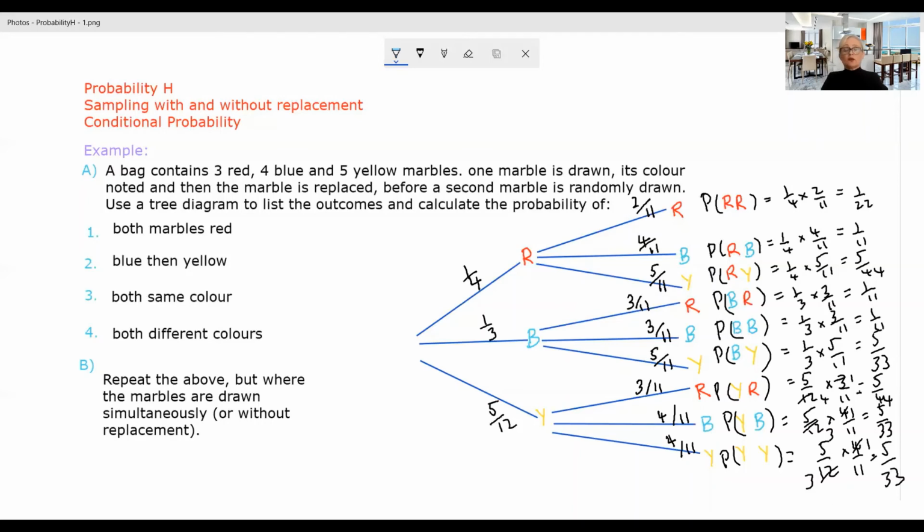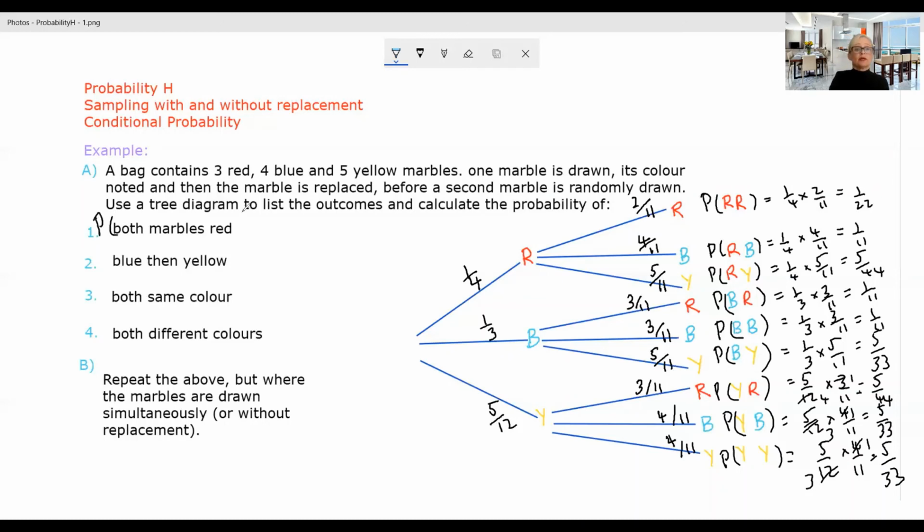So do you see, it's not that difficult to do if you just think to yourself, okay, how many reds do I have left and how many marbles total do I have left? If you just think that through, you can see that these are different probabilities from these ones. What happens the first time round has affected this time. They are not independent. Okay, let's do this.